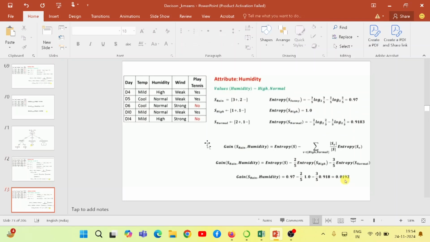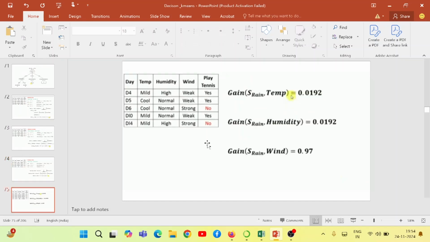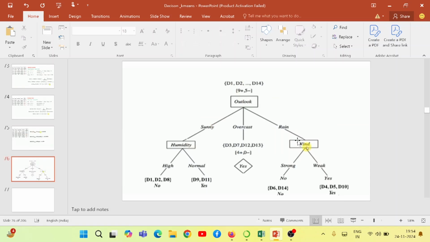Same thing we have done with respect to temperature, same thing we have performed with respect to humidity and wind. If I summarize it, this is the outcome, this is the information gain which we are getting here. Out of these 3, you may see the highest information gain we are getting with respect to wind. It simply means the next node would be the wind.